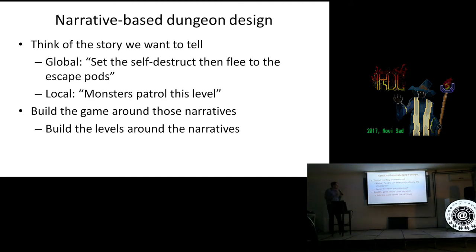So maybe you've got a global narrative for your game. My game, it's about setting a self-destruct button and fleeing to an escape pod. And while I'm doing that, there's probably a few local narratives I run into, like a monster level patrolled by monsters who go around in a circle. But what I'm saying is, let's build the game around those narratives, and let's build the levels around the narratives. Let's not get a random level design and then try and stick our narrative in there. Okay? But that is, I think, a much more challenging thing to do.